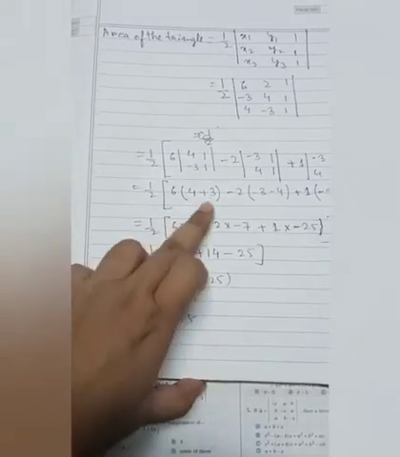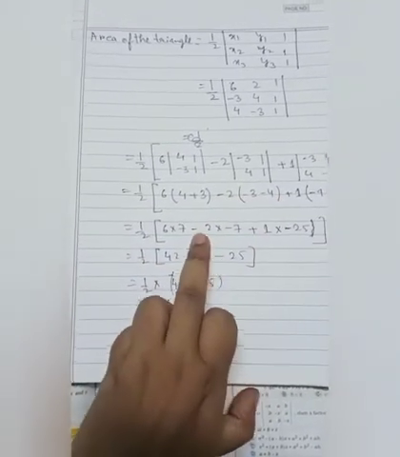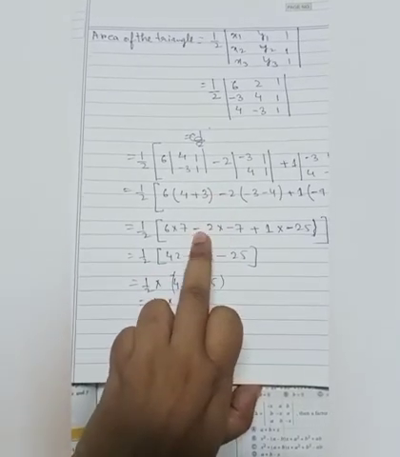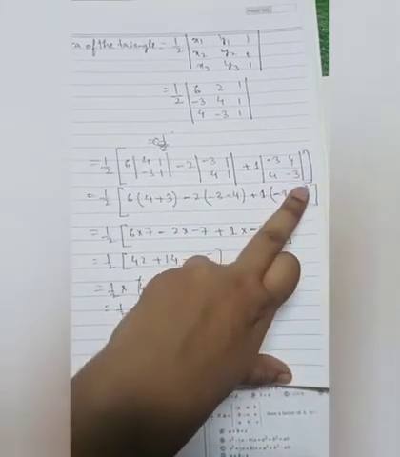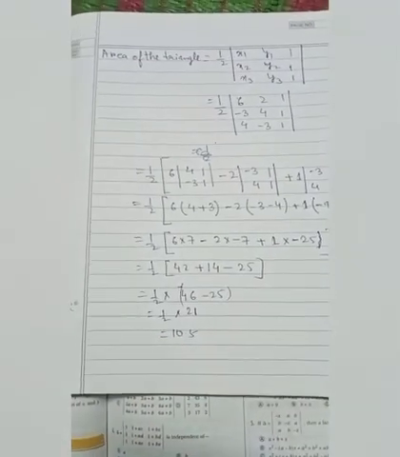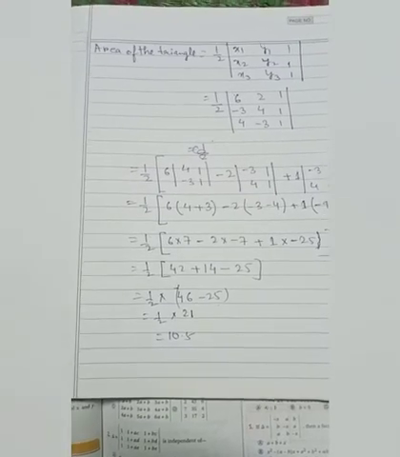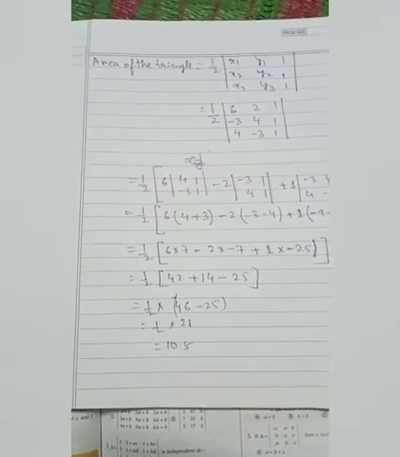Now when you add it, it will come 7, so 6 into 7, then minus, then minus minus plus, so minus 2 into minus 7, then plus, minus minus plus 25. When you solve you will get the answer 10.5 square units. Please write that answer. I don't know from where they are getting 24.5 units. This is the method only.